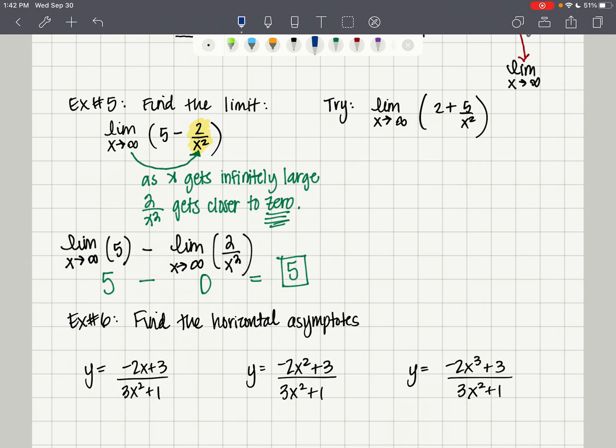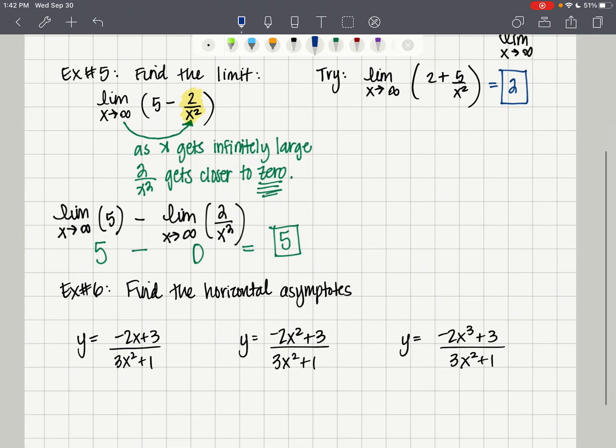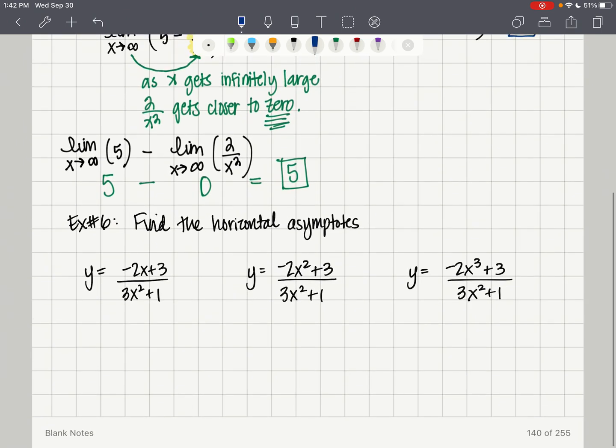Okay, if you're back and you said, well, I got 2 and I just want to know if it's right, you were right. It's 2. Okay, find the horizontal asymptotes. Let's see if you can find the horizontal asymptotes without doing any calculus or calculator work. Do you remember your rule? Here, your rule would have been a degree 1 over a degree 2. Therefore, your horizontal asymptote is y equals 0.